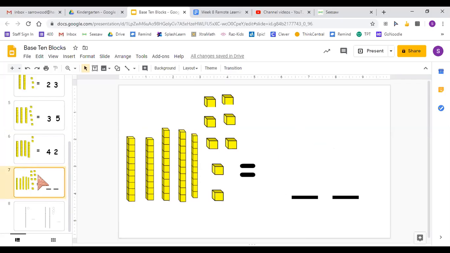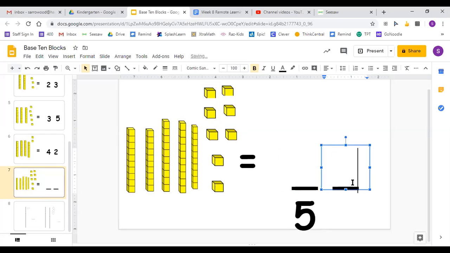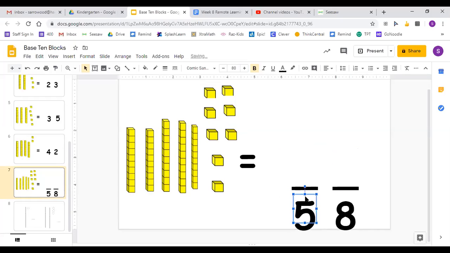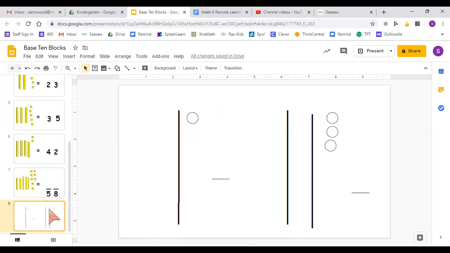And last one, this one's really hard. I saved the hardest one for last. Let's count. 10, 20, 30, 40, 50, 51, 52, 53, 54, 55, 56, 57, 58. So 58. And look, the numbers were so big, they went all the way down to the bottom. So I have 58. Now let's take a look. How many ones do I have? 8. So there's my ones. And how many tens do I have? 5.